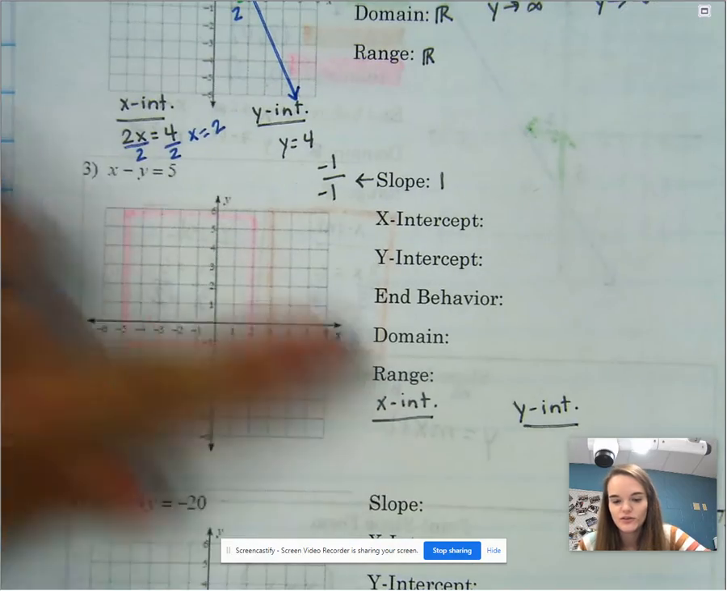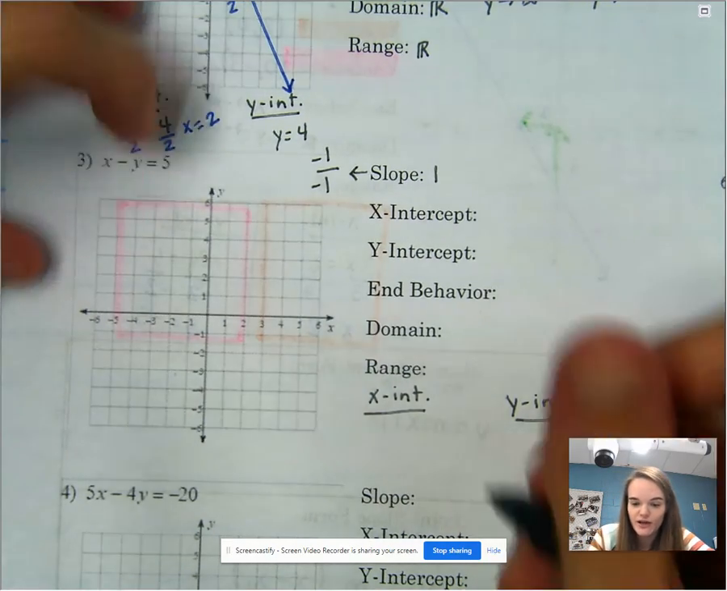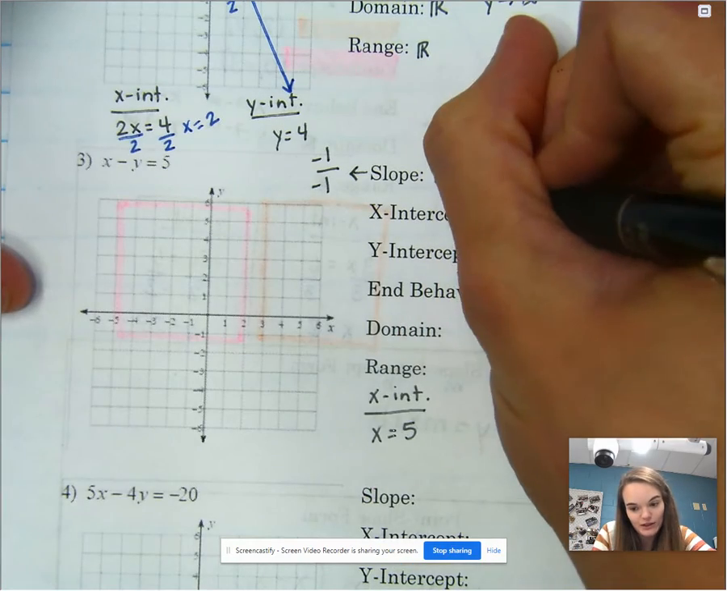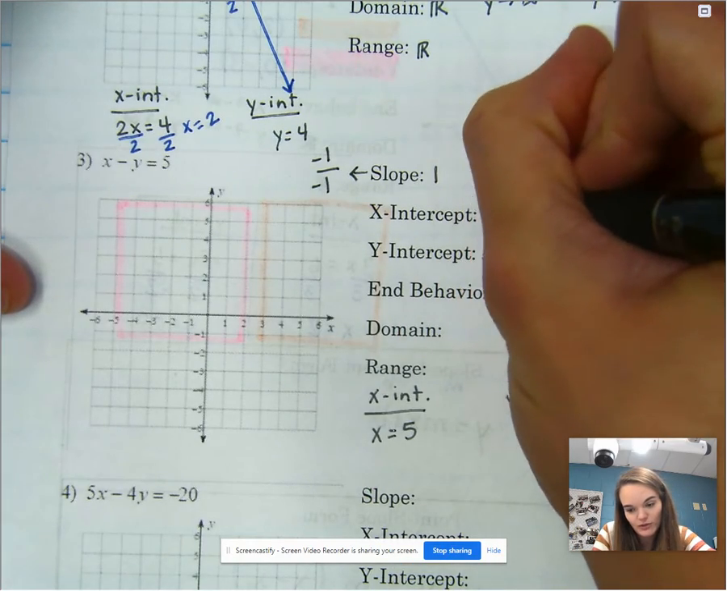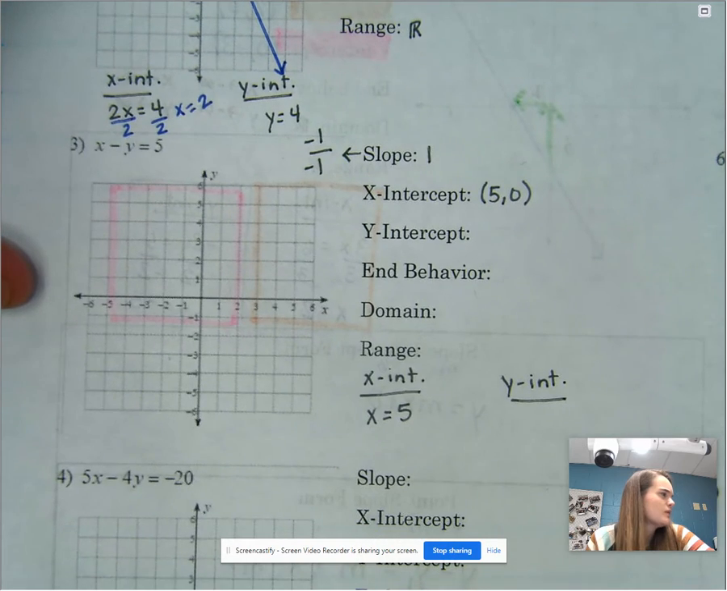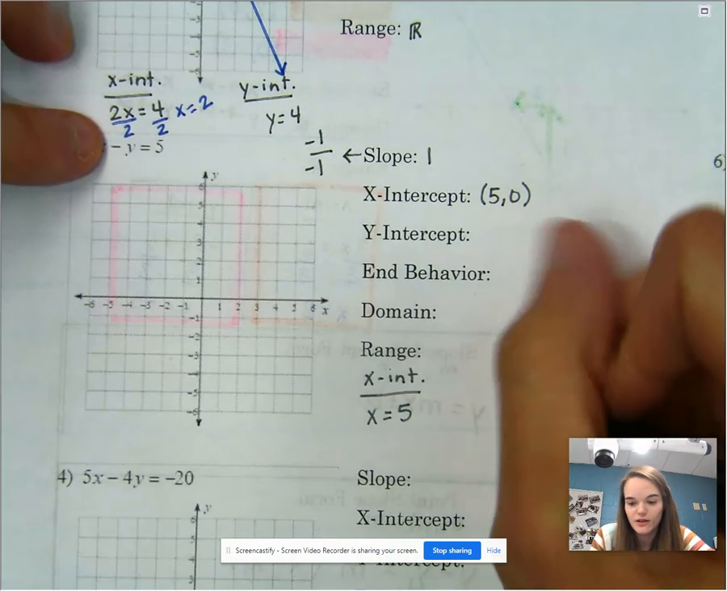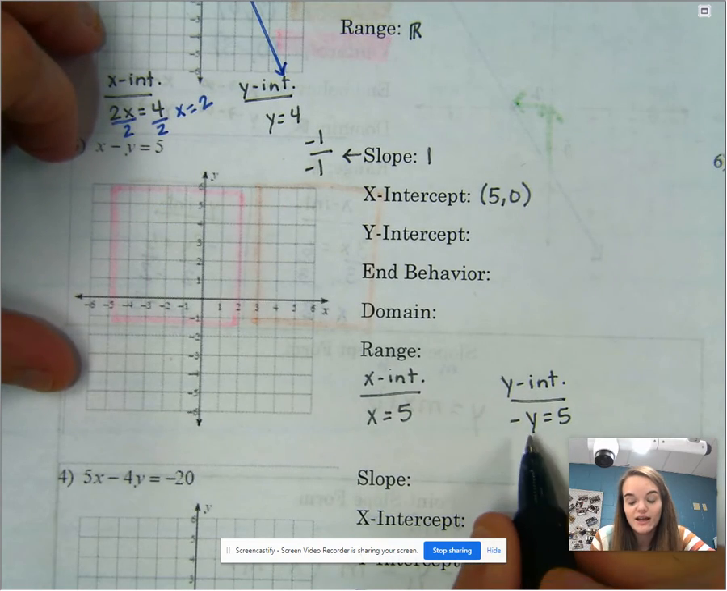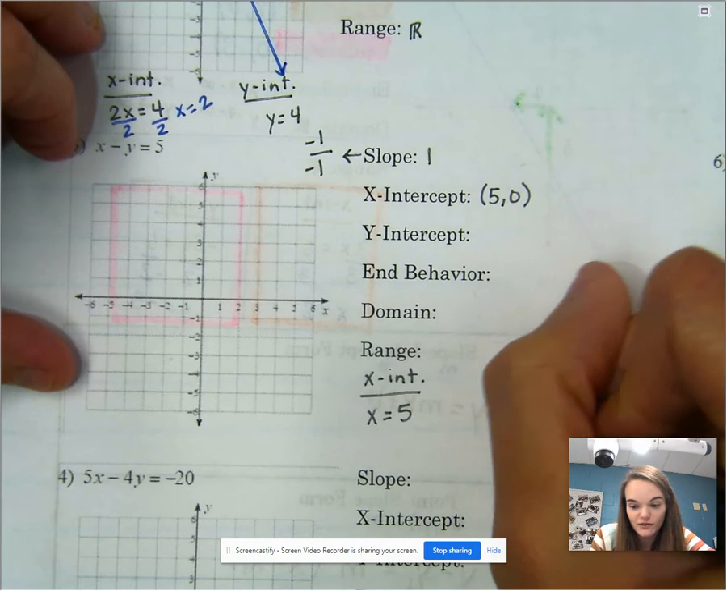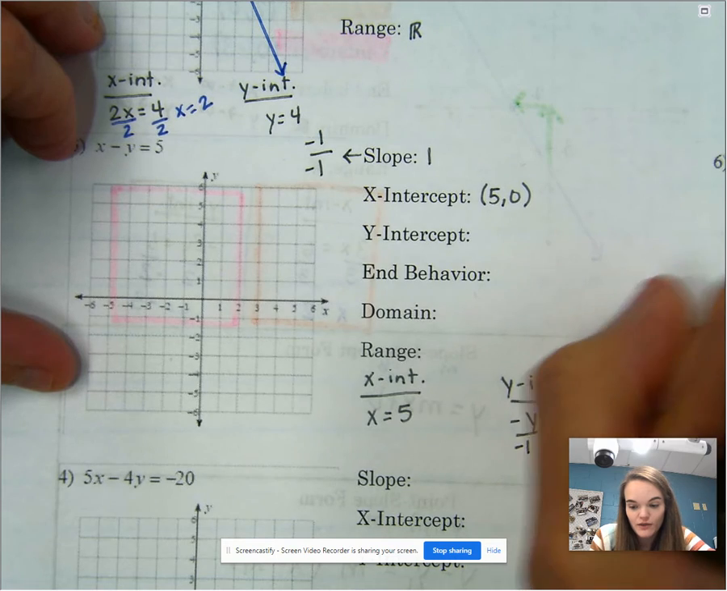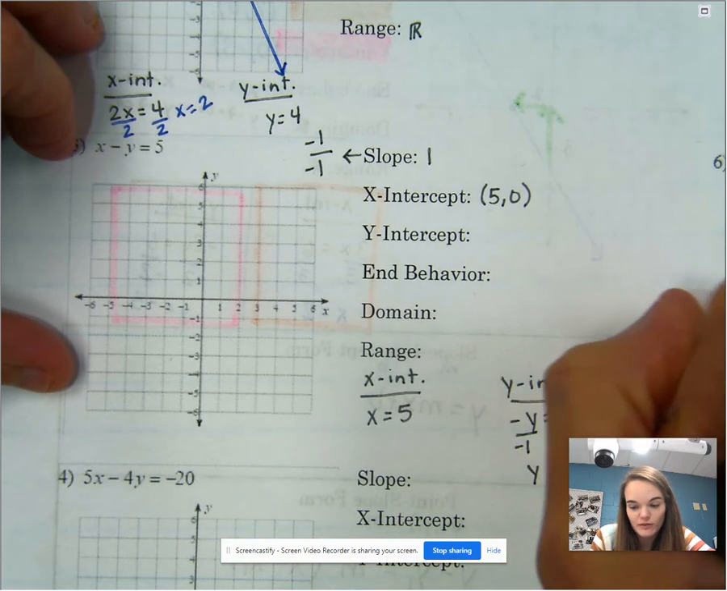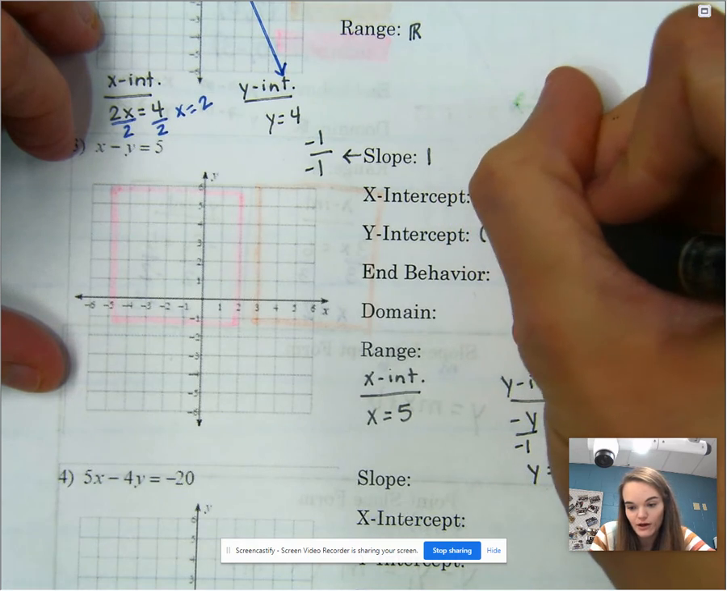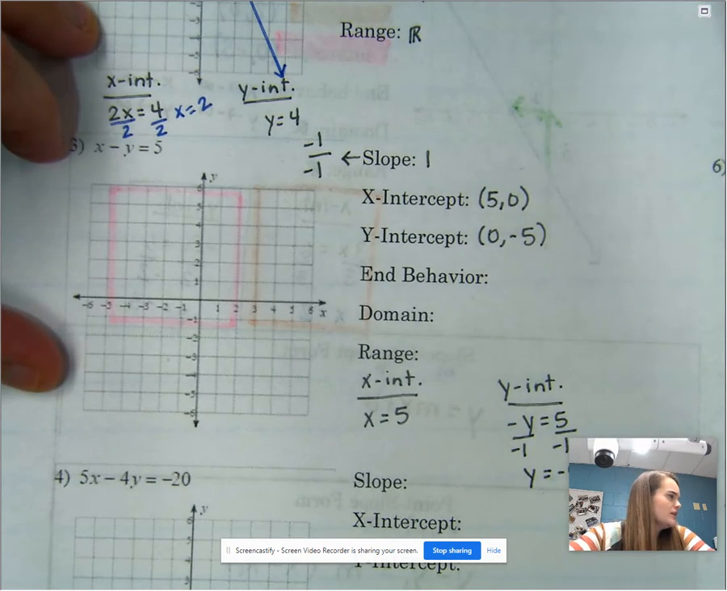Okay, x-intercept, cover up y, and I'm left with x equals 5. I didn't have to divide that time either, so it's 5, 0. Y-intercept, cover up x, negative y equals 5. This is not okay. I cannot have a negative value, so I need to divide by negative 1. That means y, or the y-intercept, equals negative 5. 0, negative 5. Okay. Now let's graph.